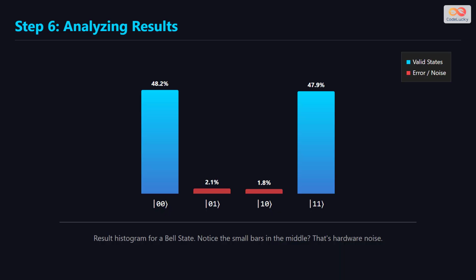After execution, the data comes back to your computer. You will see a probability distribution, usually displayed as a histogram. In our Bell state example, we expect 50% zeros and 50% ones. However, on real hardware, you will see small bars for other states too. This is due to noise and errors in the system. Learning to interpret this data is a key skill in quantum programming.